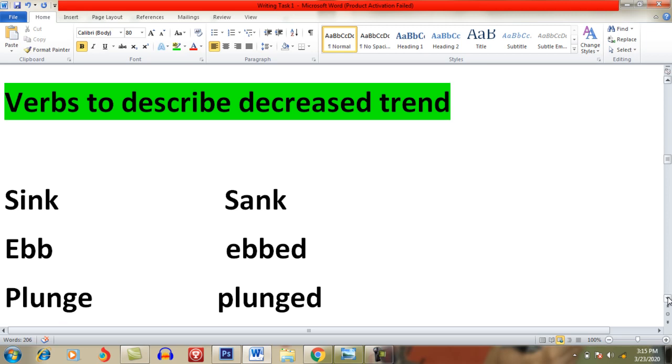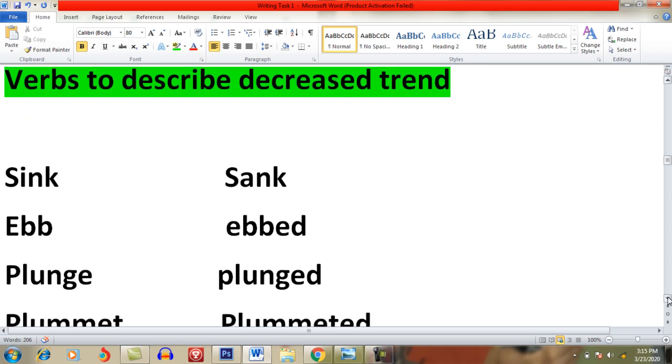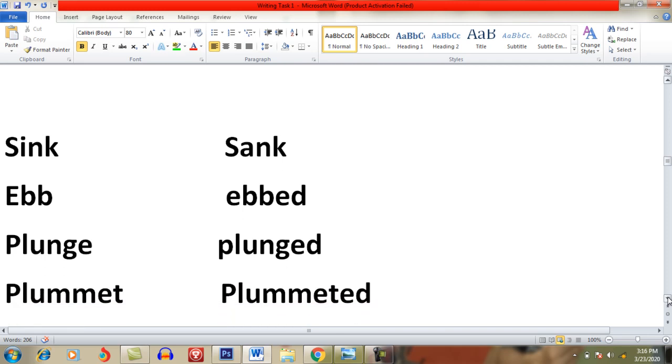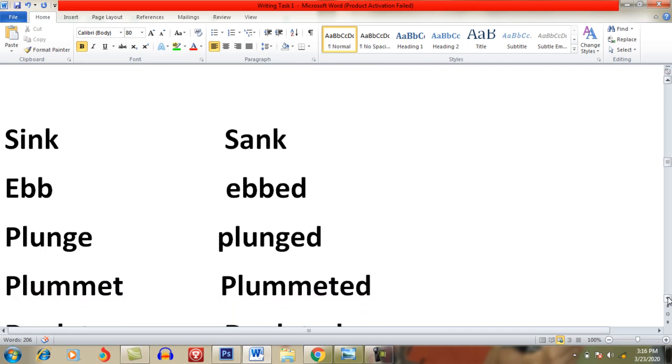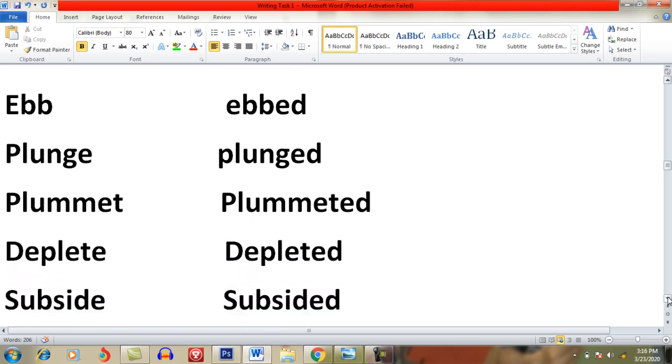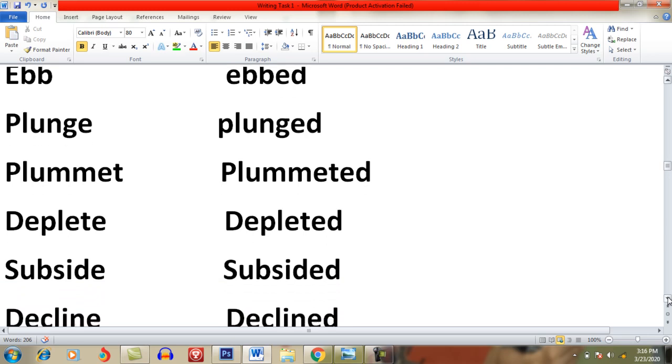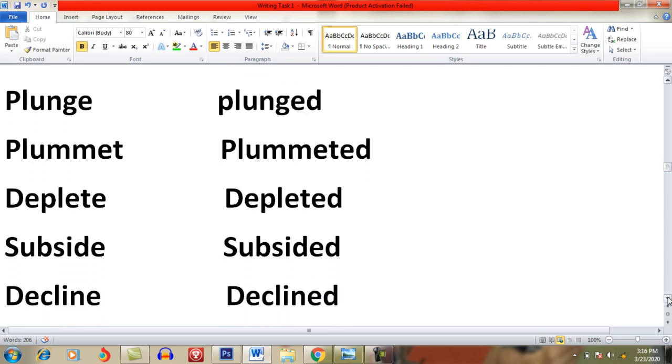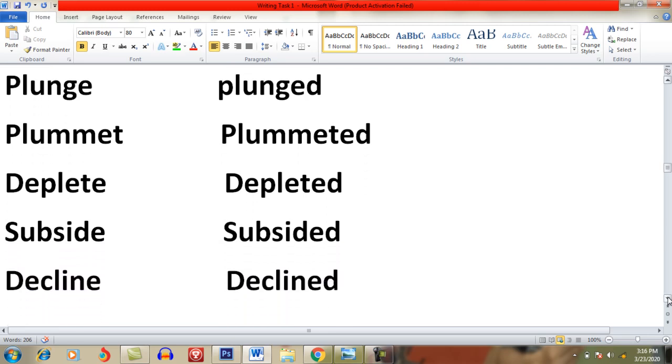sink, sank, ebb and ebbed, plunge, plunged, plummet and plummeted, deplete and depleted, subside and subsided, decline and declined. For example, you can use it like this: the number of consumers declines sharply, or the number of consumers declined sharply in 2009.